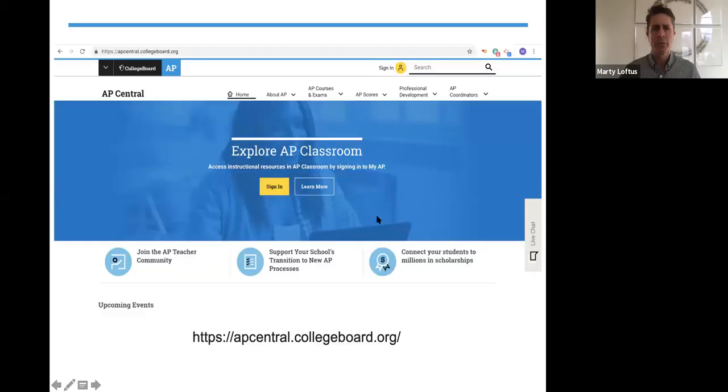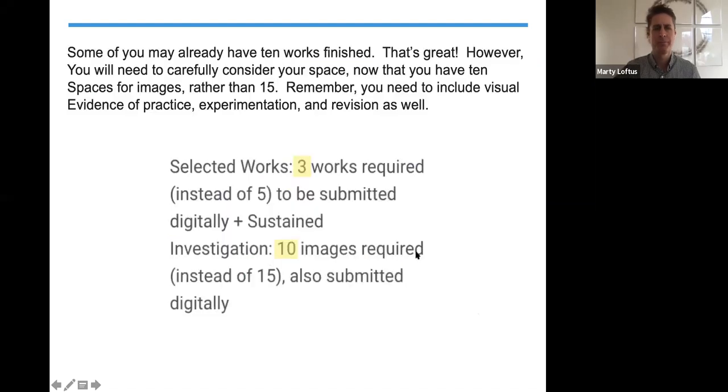So let's go back to our PowerPoint and check out a little bit more with what we were doing with those sustained investigations. Once again, the changes are selected works moving from 5 works to 3, 6 images, 3 works total, and your sustained investigation is down to 10. Like I said earlier, I think maybe some of you who don't have quite as much work done, what a great opportunity to have just 10 images to submit instead of 15.